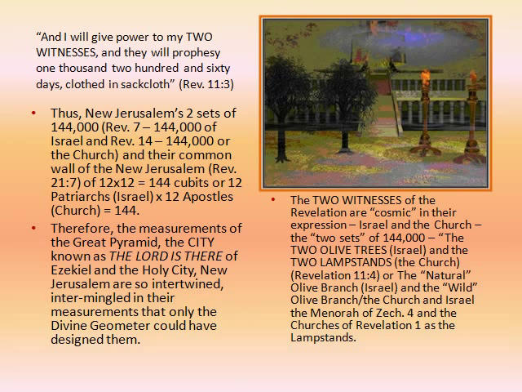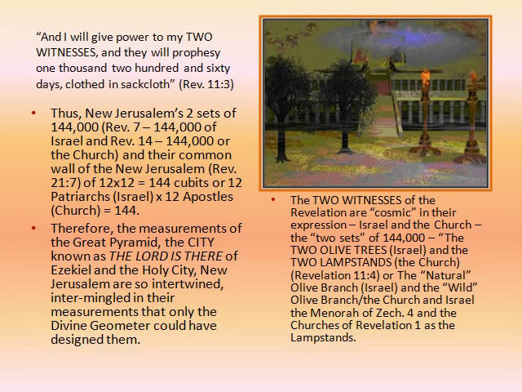And I will give power to my two witnesses, and they will prophesy 1,260 days, clothed in sackcloth. Revelation 11:3. Thus the New Jerusalem's two sets of 144,000: Revelation 7, the 144,000 of Israel, and Revelation 14, the 144,000, or the church, and their common wall of the New Jerusalem. Revelation 21, verse 7.